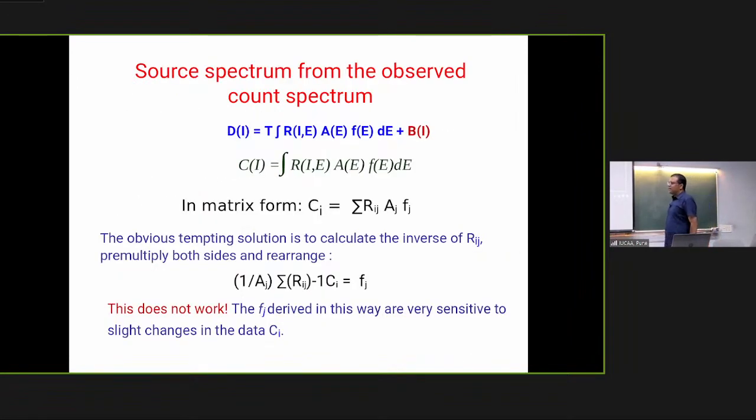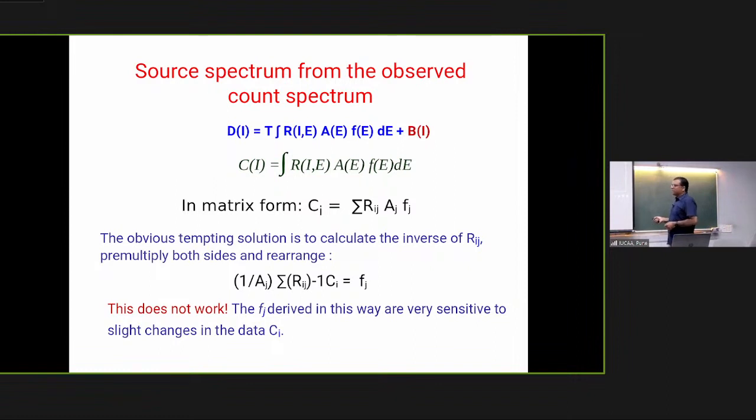You will get a diagonal response matrix if a photon of a given energy always falls in a given channel. But that is not the case: photons of the same energy can be detected in different channels. Once photons of the same energy are detected in different channels, the response matrix is no longer diagonal. And then finding the inverse of that matrix is many times not possible.